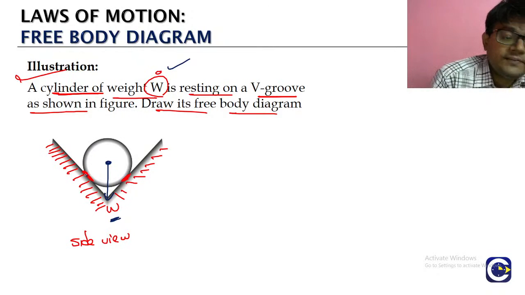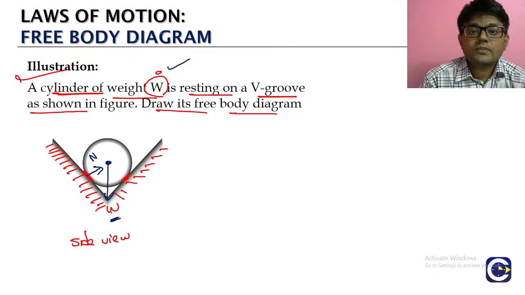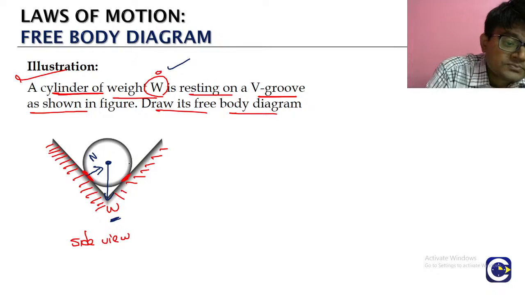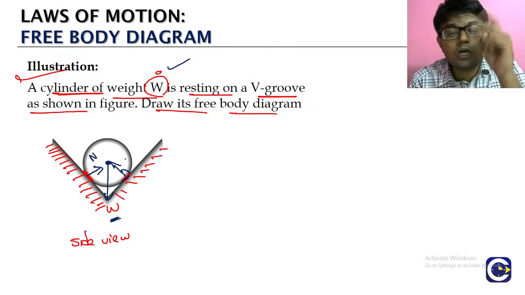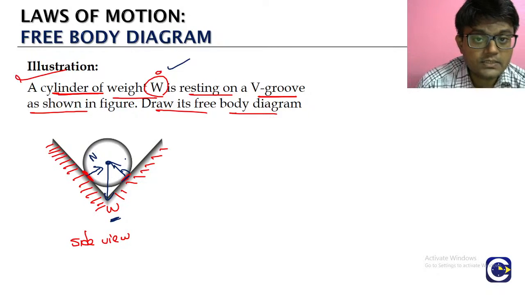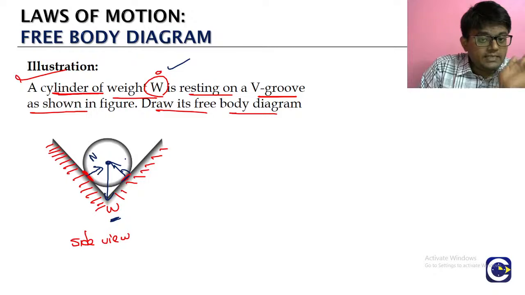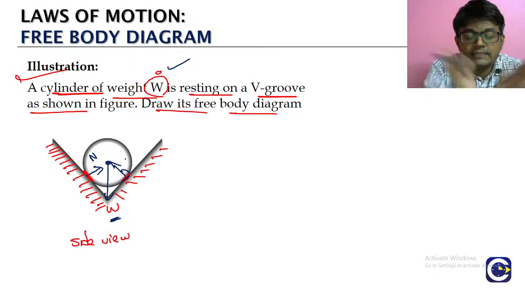There is a contact surface here, right? So in this direction there will be one normal reaction. Okay. And in this contact there will be one more normal reaction. So how many normal reactions are going to be acting on the cylinder? Two normal reactions are going to be acting on the cylinder. Okay, one at this side contact surface, the other at the other side.